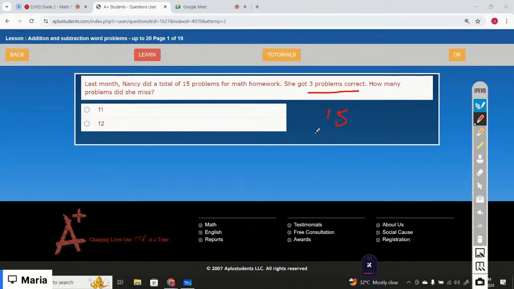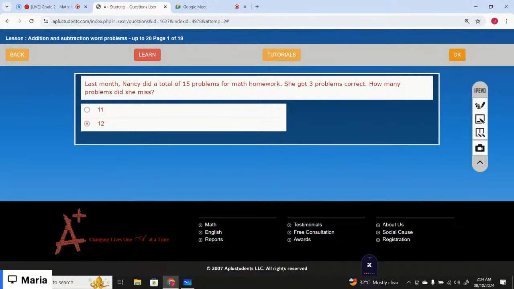So which operation do you have to perform, addition or subtraction? You have to subtract. So you need to do 15 take away 3, right? So 5 take away 3 is 2 and keep 1 as it is. So that is 12. That means if she did 3 of them correct, she missed 12. The correct option is 12. Option number 2, 15 take away 3 is 12. Option number 2 is the correct option.